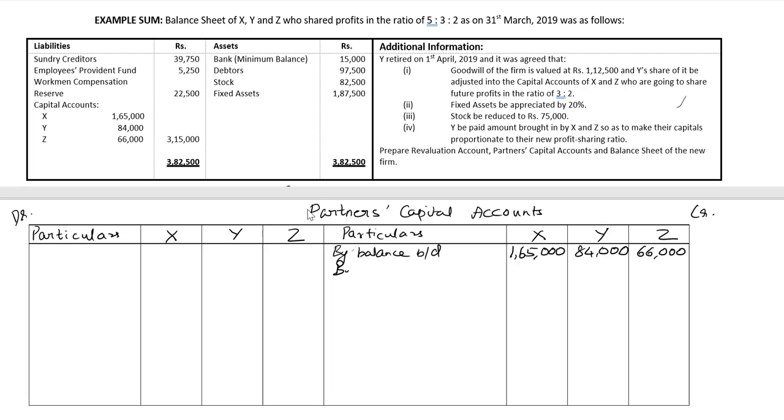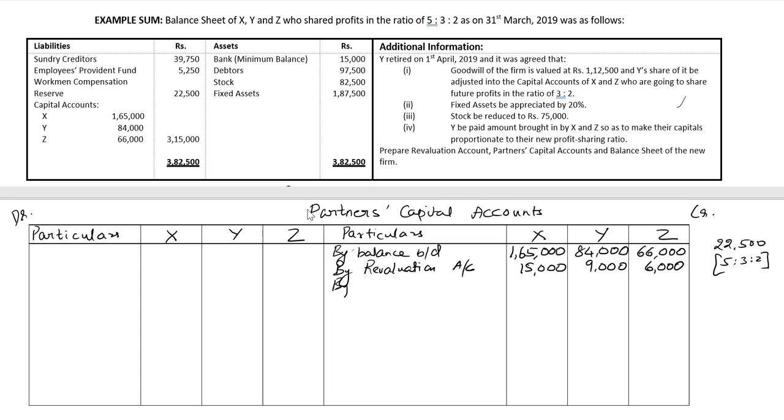We'll transfer the gain on revaluation by revaluation account. As per the revaluation account, it was 15,000 rupees in the case of X, 9,000 rupees in the case of Y, and 6,000 rupees in the case of partner Z. We'll deal with the reserves. There's a workman compensation reserve of 22,500 rupees in the liability side of the balance sheet. There is no claim at all against this reserve, so we'll distribute 22,500 rupees in the old profit sharing ratio 5:3:2.